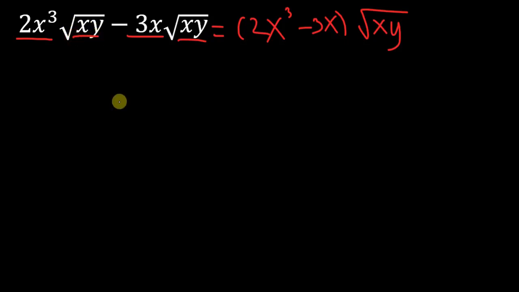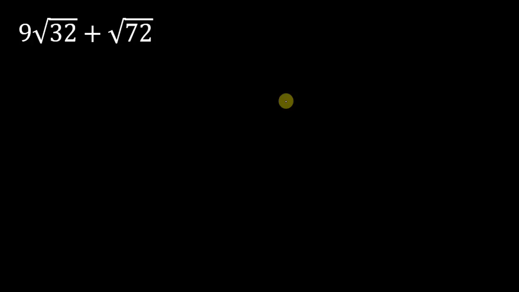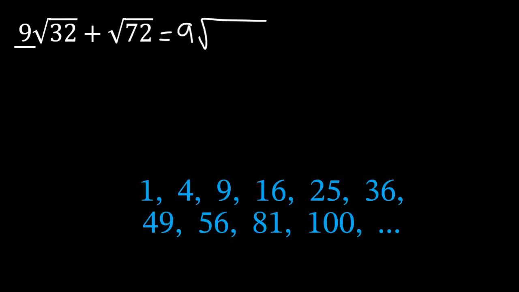What if magkaiba sila? For example, 9 square root of 32 plus square root of 72. Okay, so kapag ganyan, that is equal to, so 9, copy natin yung 9, and square root of yung 32, dahil hindi siya perfect square. So, anong gagawin natin? Divide lang natin yan sa pinakamalaking perfect square na pwedeng i-divide sa kanya. Ano nga ba yung mga perfect square? So, we have 1, 4, 9, 16, 25, 36, 49, 56, 81, 100, and so on. So, saan dyan pwedeng i-divide?